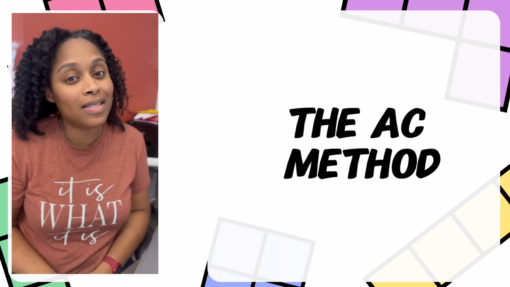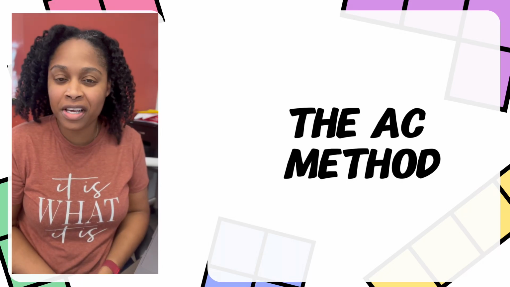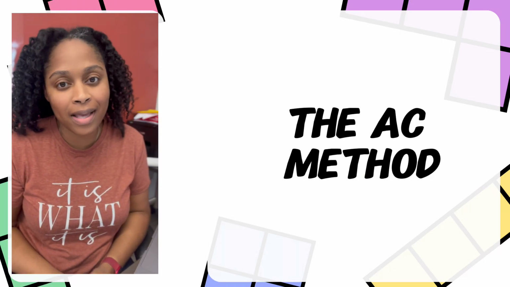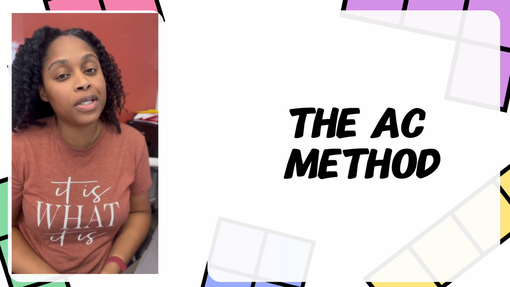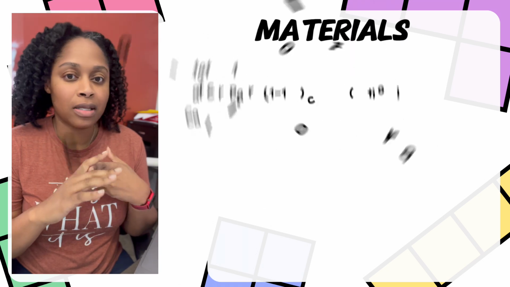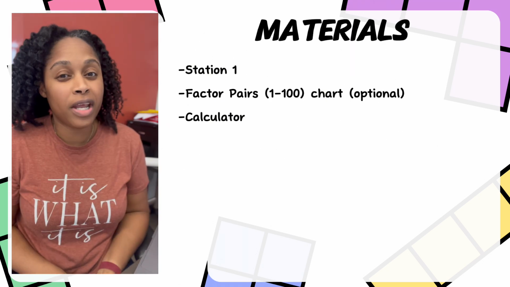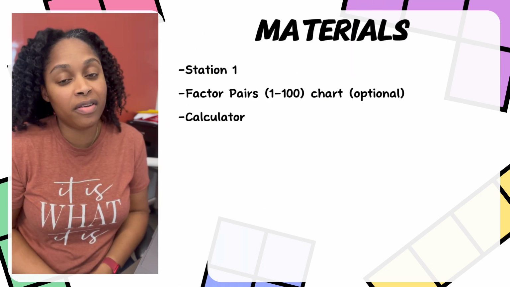Hey guys, so in this lesson, we are continuing with factoring and we're moving on to something known as the AC method. Basically, we're going to learn how to factor when our A value is greater than 1. And for this lesson, you're going to need station 1. You should have your factor pairs chart. It's going to come in very handy.